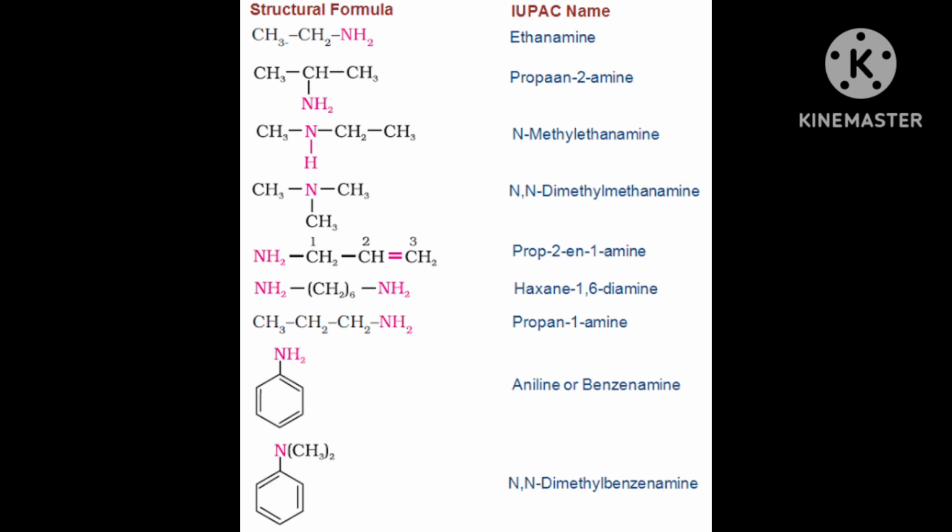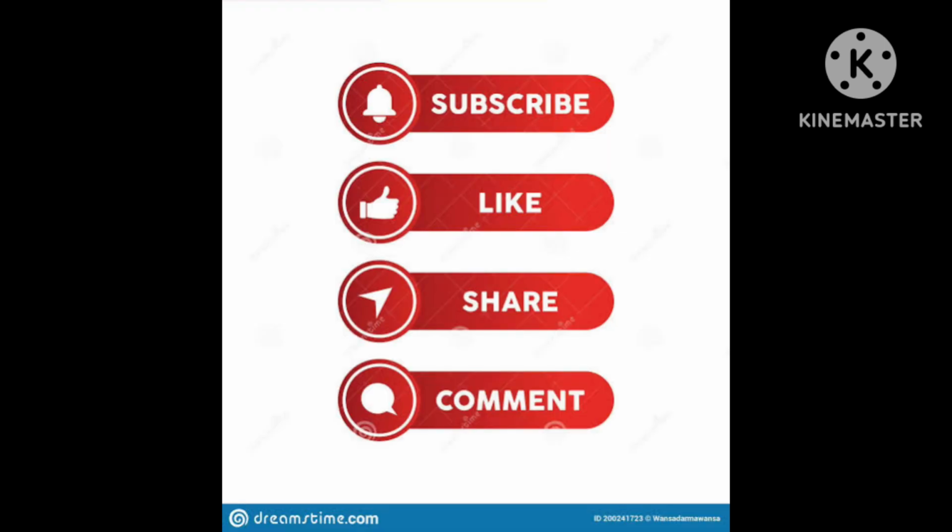And its IUPAC name will be similar: N,N-dimethylbenzenamine. Okay. So I have given some examples of nomenclature of amines. Next class I will continue. Okay. Thank you.